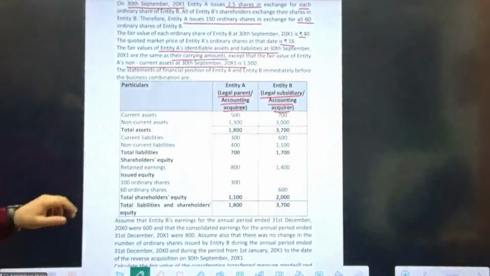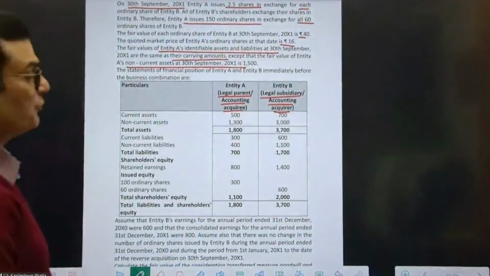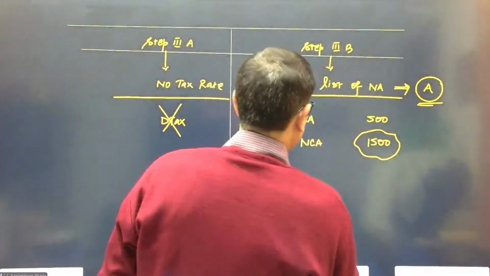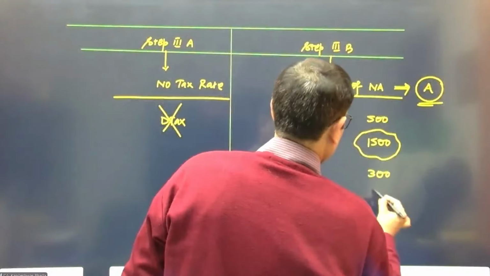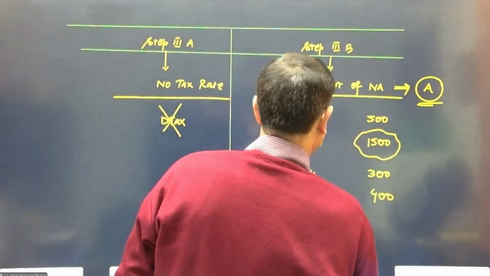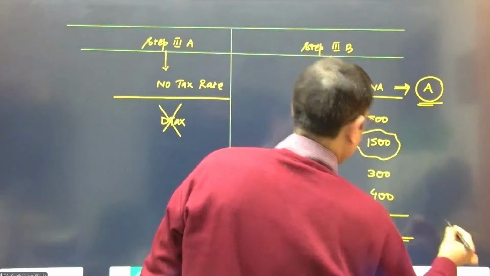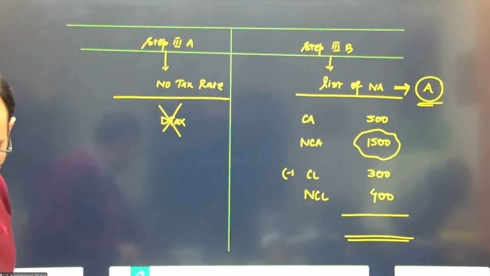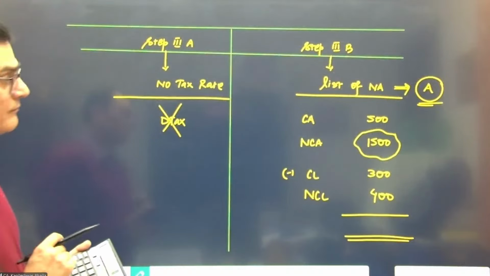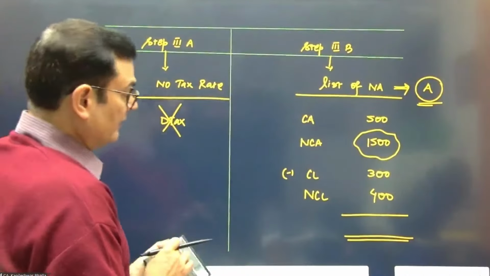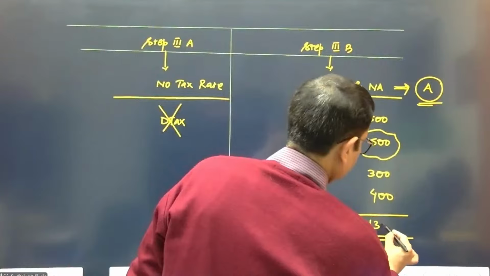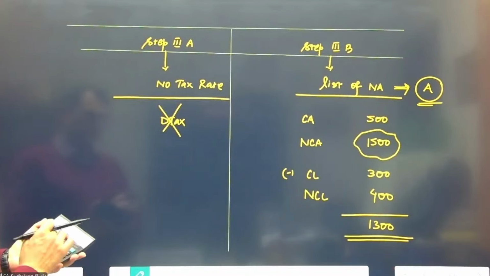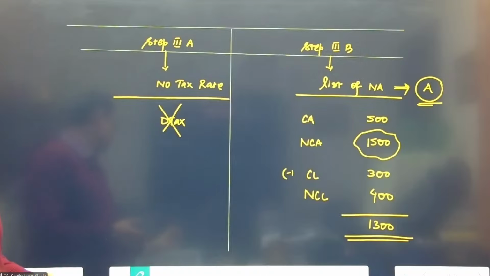On the liabilities, we have the current liabilities 300. Non-current liabilities 400. So we can get the status of the net assets as well. That is 1300. Right, so 2000 minus 700, 1300 is the net assets. That's pretty simple and straight.